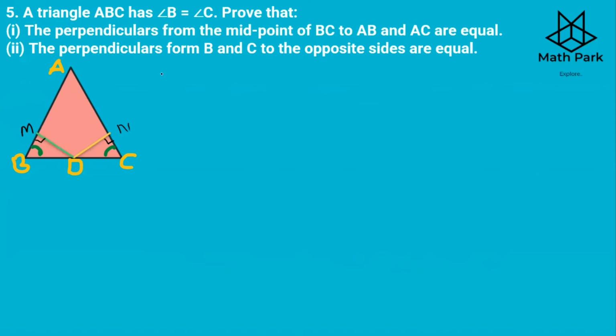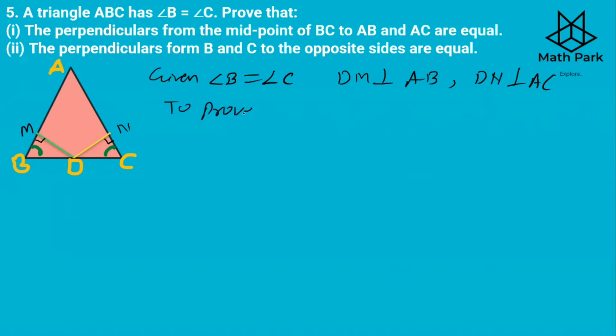So the first part, what is given to you? You are given angle B is equal to angle C. You are also given DM is perpendicular to AB and DN is perpendicular to AC. And the first part you have to prove is that the perpendiculars drawn from the midpoint to AB and AC are equal. That means you have to prove DM is equal to DN. Got it? So let us begin with the proof.